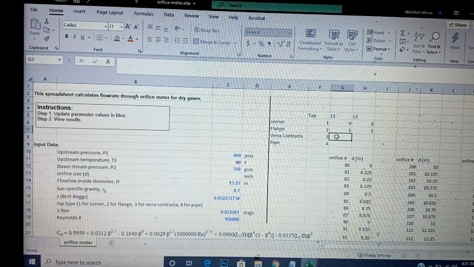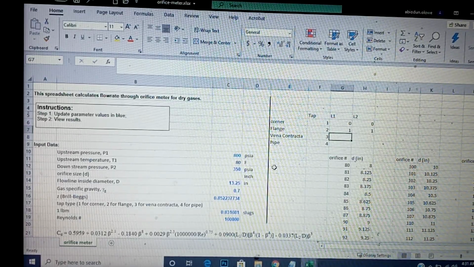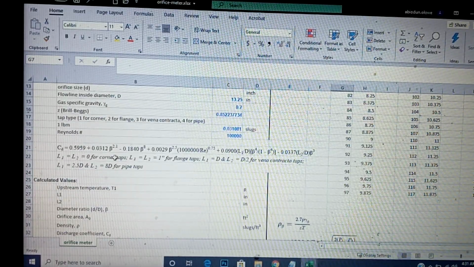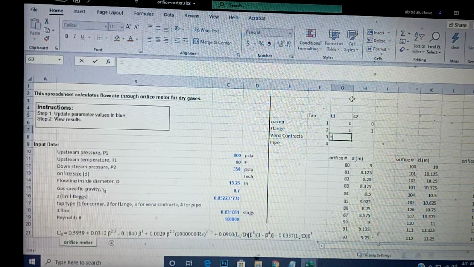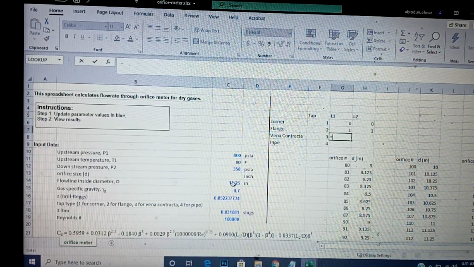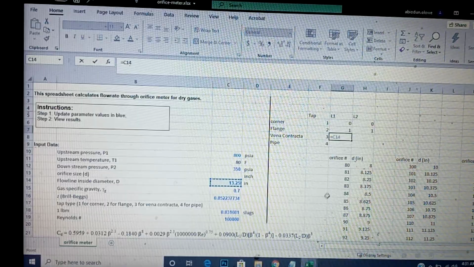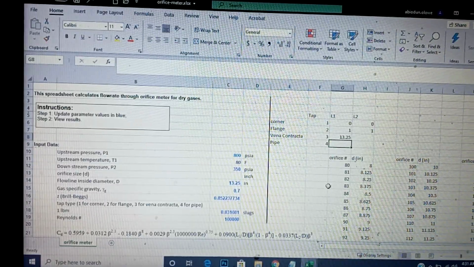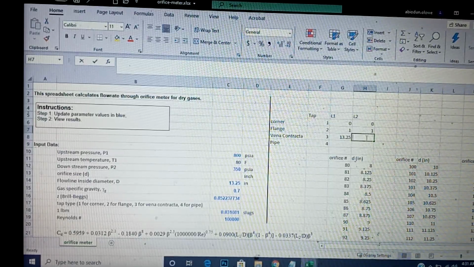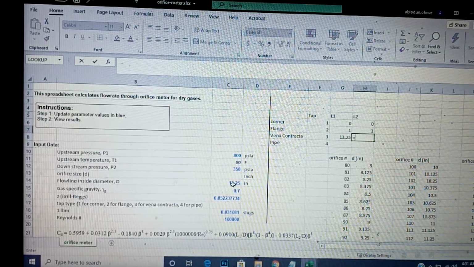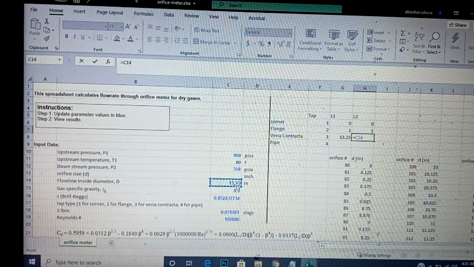Now for vena contracta and pipe depends on the diameter of the pipe. So let's look at the formula. For vena contracta, upstream distance is D and downstream is D over 2. So here I'm going to put equals D. I just click on D, 13.25. Then here, downstream equals D over 2. I click on D / 2.